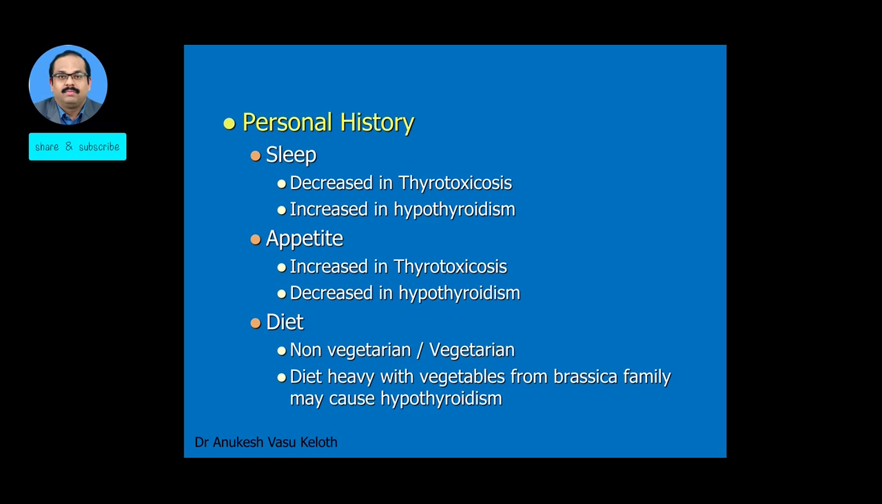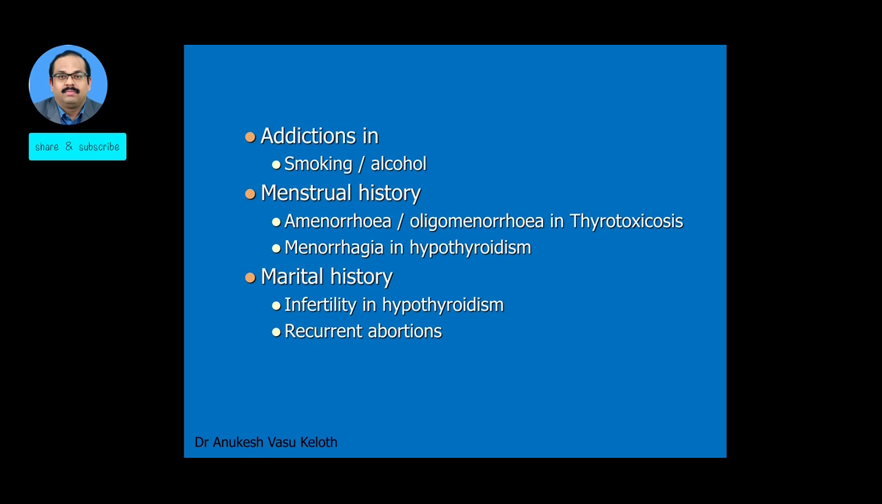The diet can be non-vegetarian or vegetarian. Now, there is some implication of a diet which is heavy with vegetables from the Brassica family, like cabbage, cauliflower, etc., which can cause hypothyroidism. However, it's not significant in daily life, as most individuals eat most types of vegetables as well as non-vegetarian food. Now, regarding addictions, you can document smoking and alcohol. Now, menstrual history: amenorrhea, that is absence of the periods for a period.